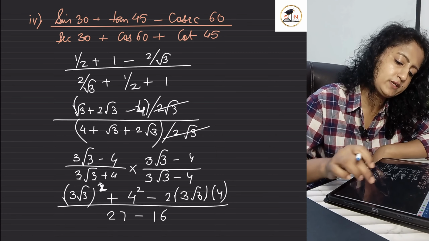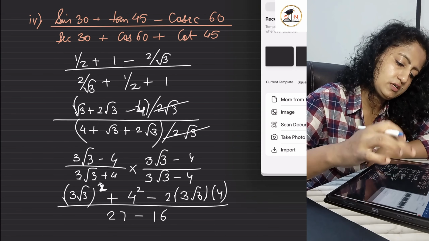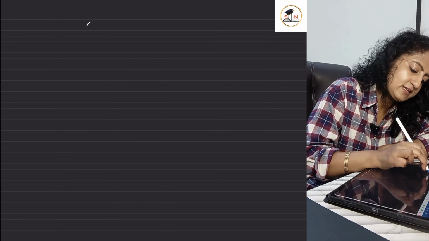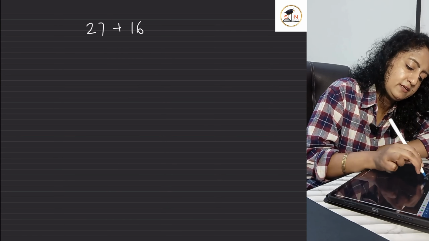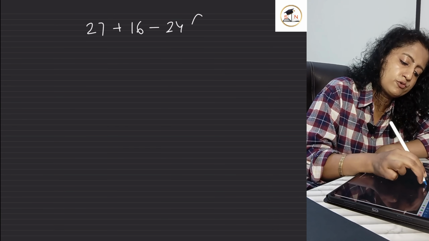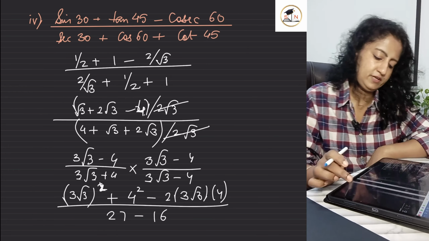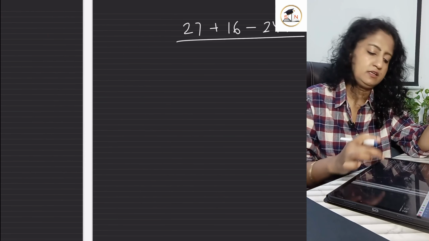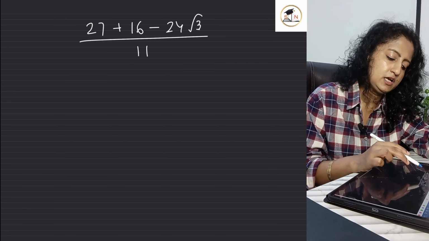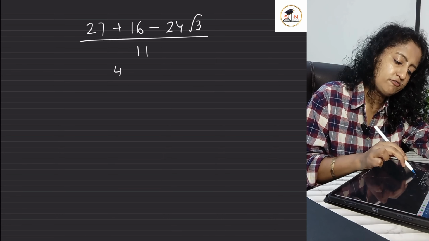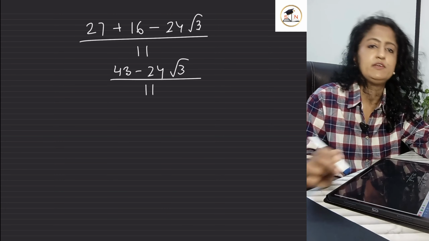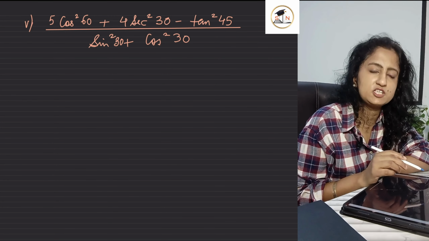So now what do we get? We need to just a moment. So what do we get over here? 3√3 ka square is 27 plus 16 minus we have 8 into 3, that is 24 root 3. In denominator, we had 27 minus 16, which is 11. Now, the final answer. And that is 27 plus 16 is 43 minus 24 root 3 over 11. Okay. Let's do the last part quickly.